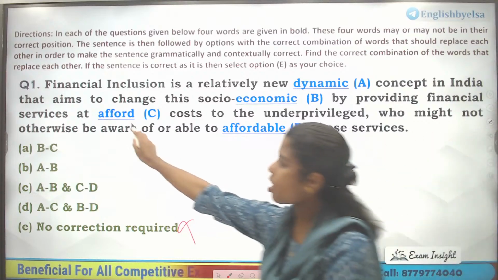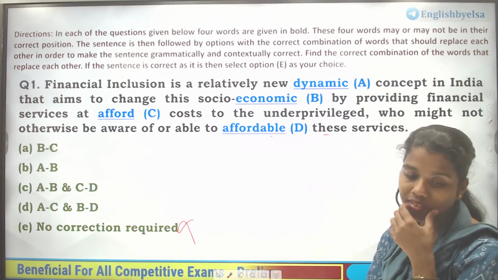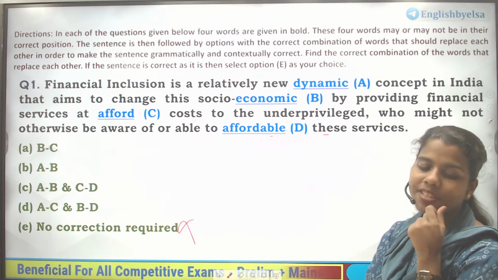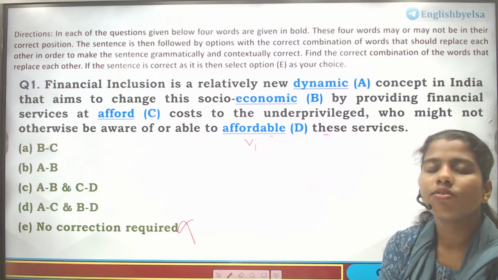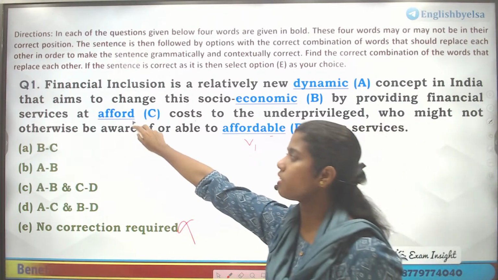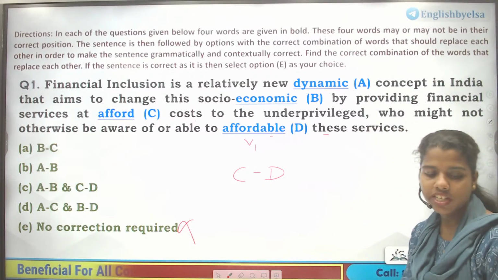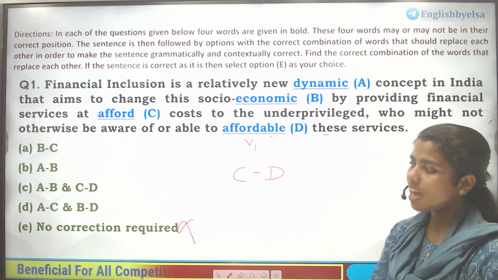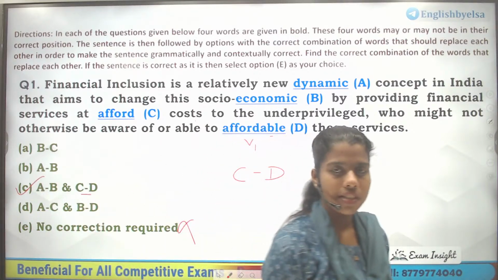How I came to know: afford cost, able to affordable these services, which does not fit. To should be followed by V1, that is first form of the verb. I can see afford here. That means C and D should be interchanged. If I look at the options, I can see in only one option C and D, and that is my answer.